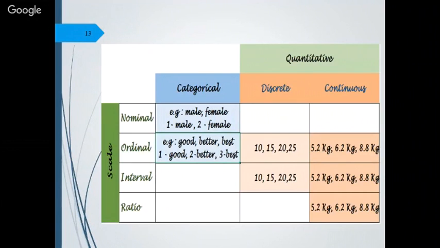Ordinal data, for example, good, better, best. We can grade it 1 for good, 2 for better, and 3 for best. The next is quantitative data. Quantitative data has two categories: discrete and continuous. Under quantitative data, the ordinal scale can measure both discrete and continuous data. In the same way, the interval scale can measure discrete and continuous, but ratio we can measure in continuous only. For example, a discrete scale is 10, 15, 20, 25. Continuous is 5.2, 6.2, or 8.6. Any fraction we can measure.